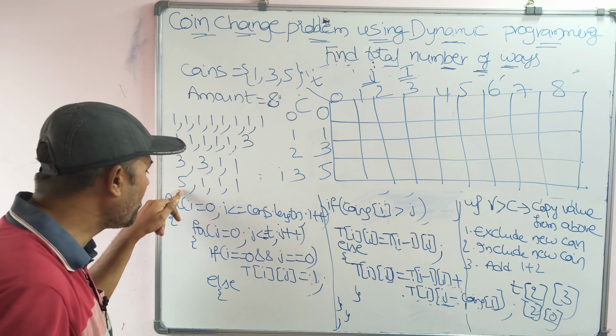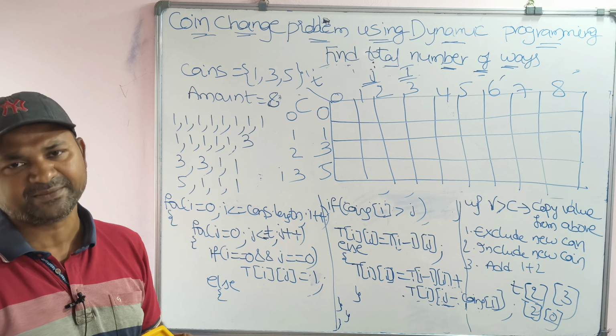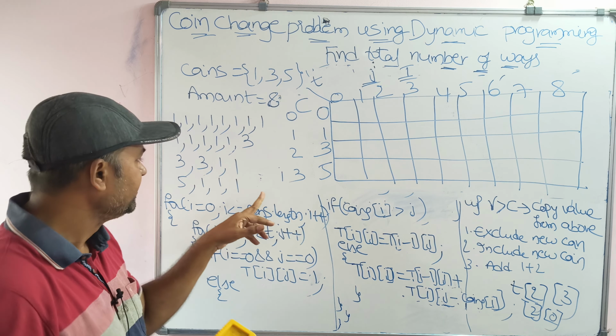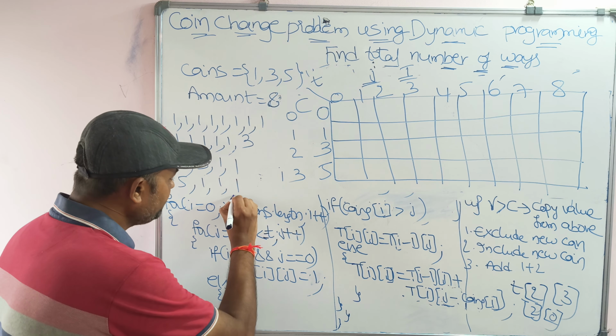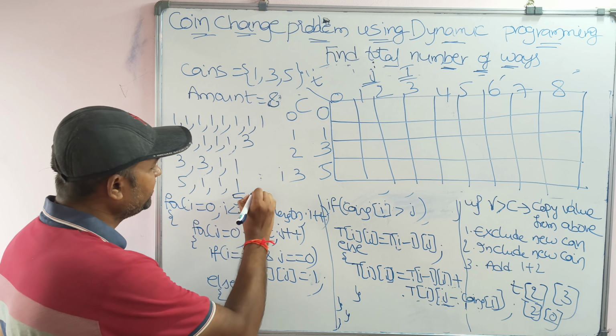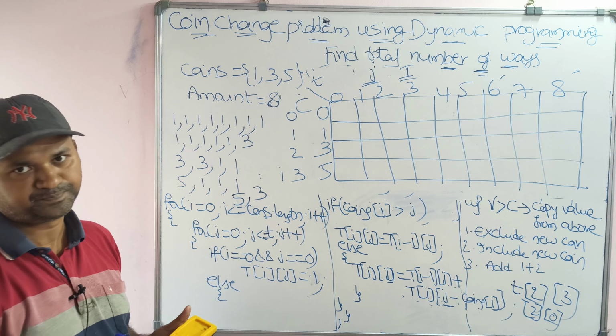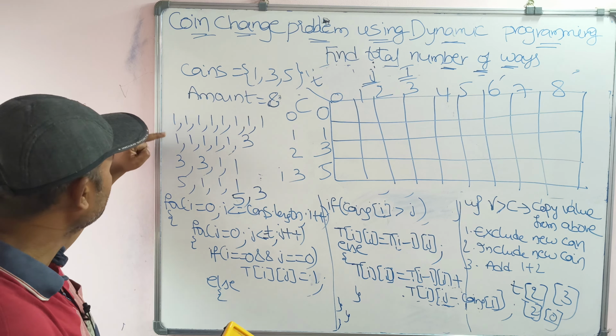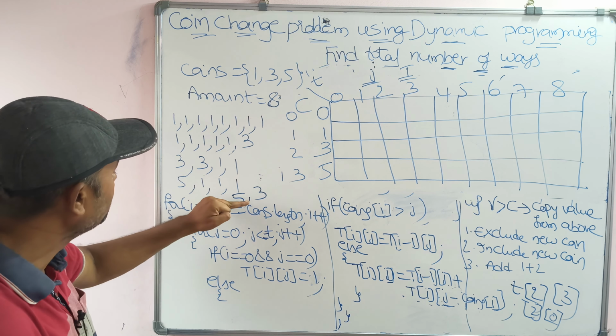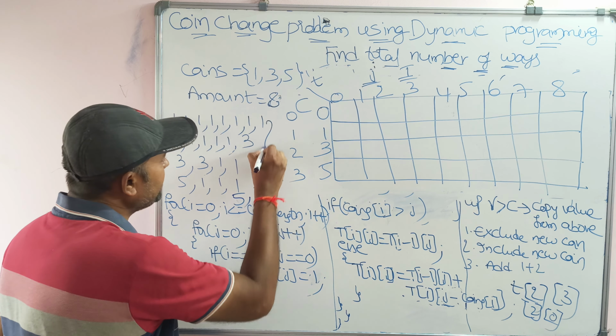Next we can use 5 coin 1 time and 1 coin 3 times. So 5 plus 3 is 8. One more solution: we can use 5 coin 1 time and 3 coin 1 time. So how many ways are there? 1, 2, 3, 4, 5. So there are totally 5 ways.